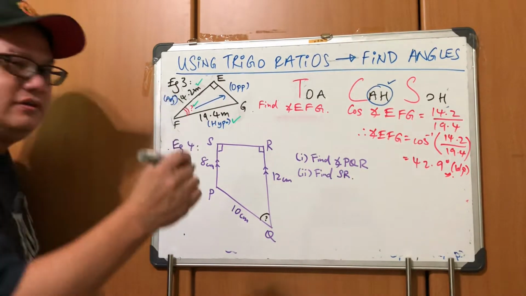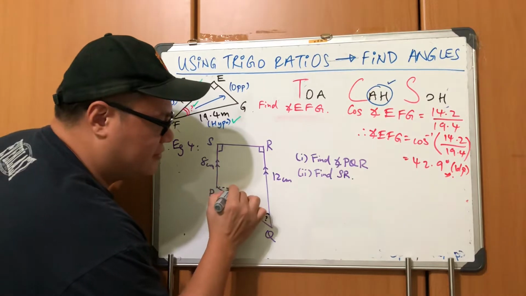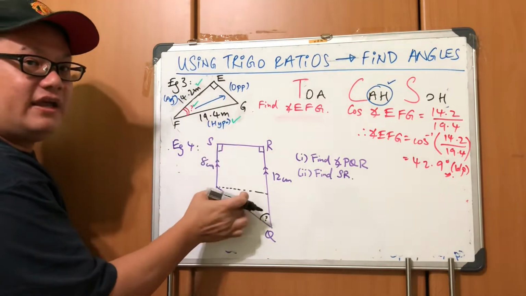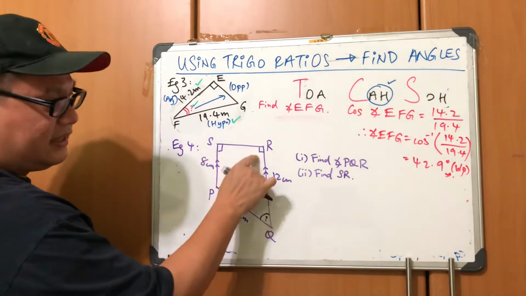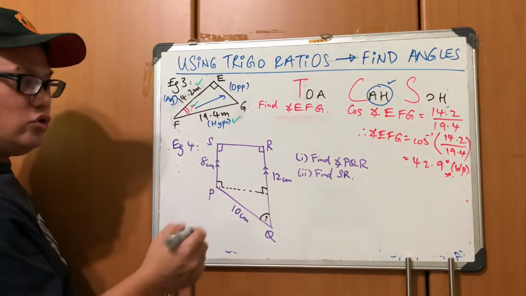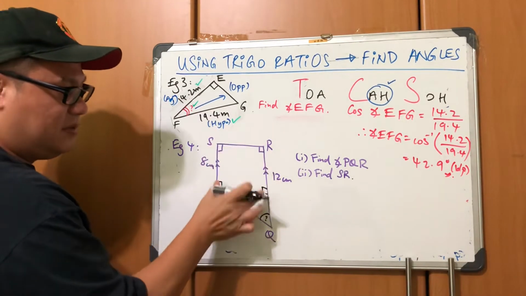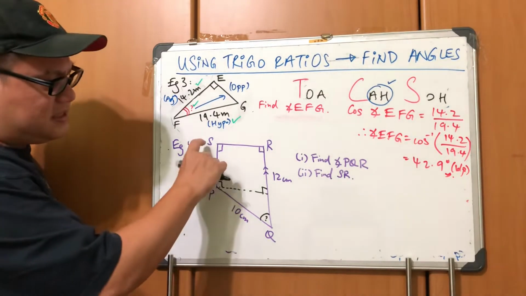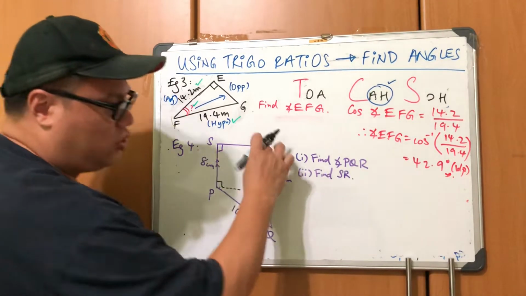Take a ruler, draw a horizontal line across, such that these two lines are parallel. Look at this. Since it's 90 degrees, this must also be 90 degrees. If it's parallel, what does that tell you? This length must be equal to this length. It also tells you that this whole length RQ is 12 cm.